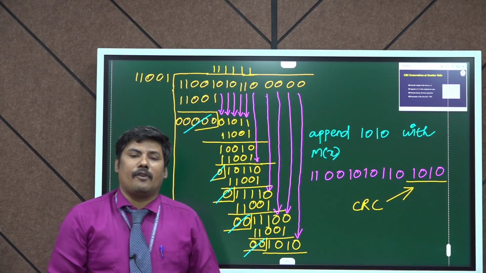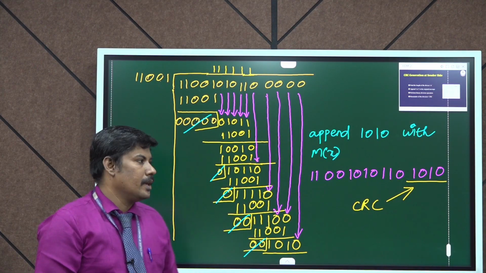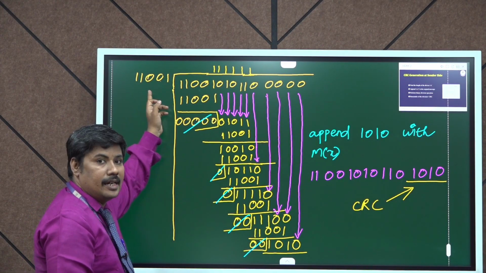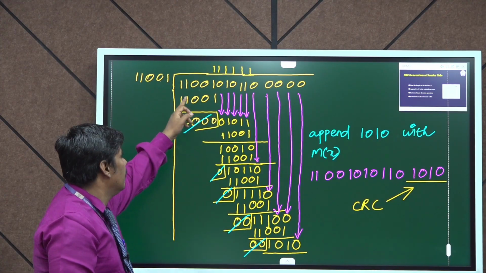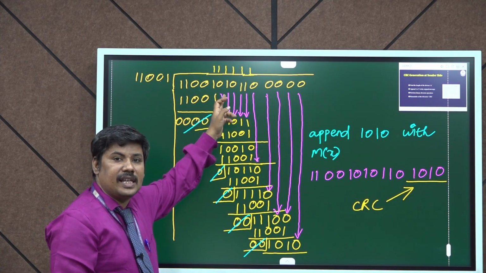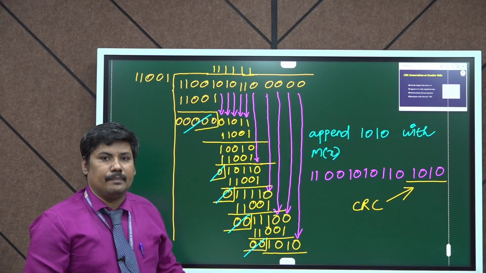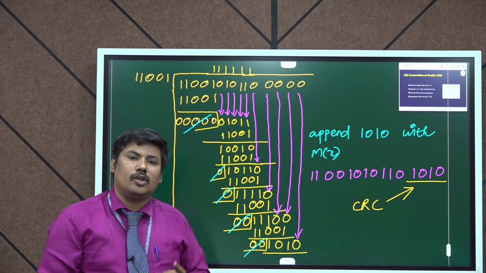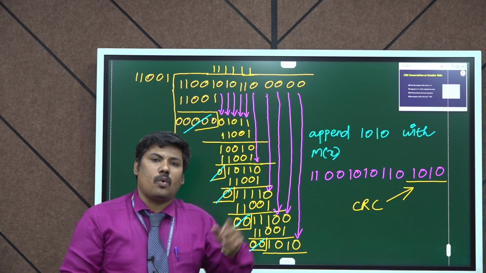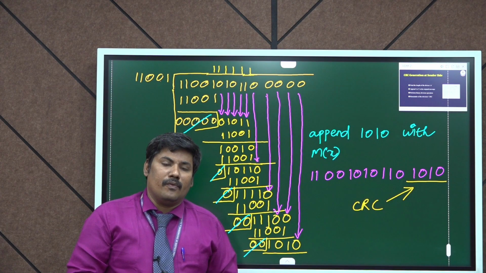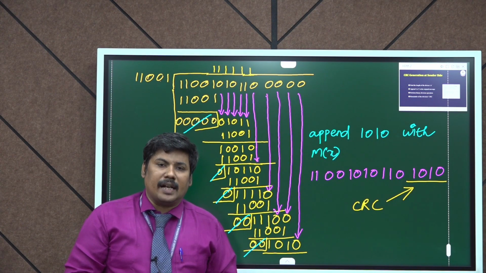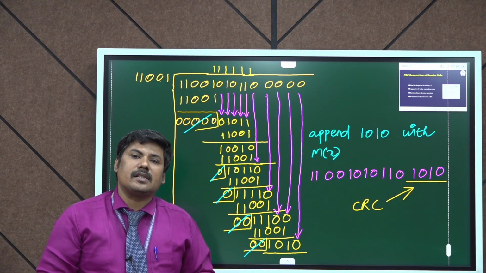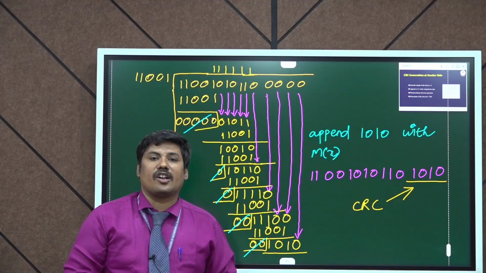Here we are going to perform a binary division operation. The divisor placed here is g of x. This is m of x, which is placed as the dividend. Every time we do a binary division operation, we get 2 answers. First is the quotient and second is the remainder. We won't bother about the quotient value, but we need to consider the remainder value. That remainder value is denoted as the cyclic redundancy check or checksum value.